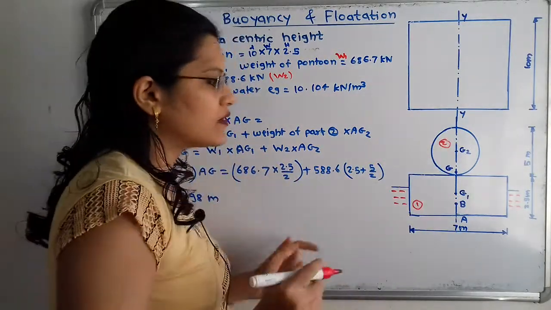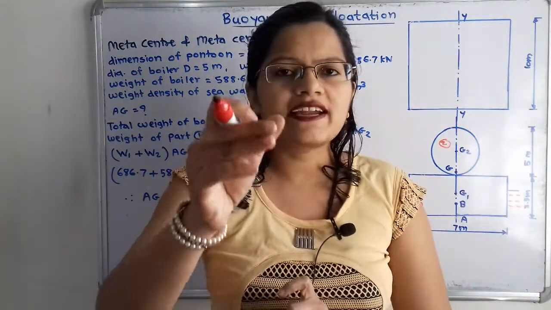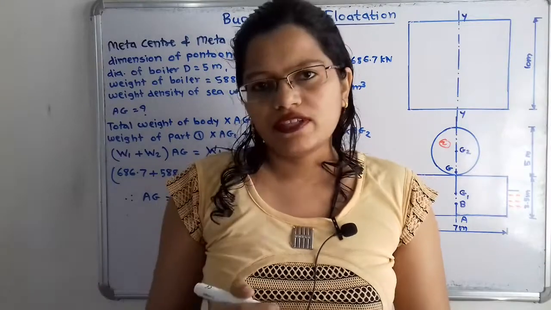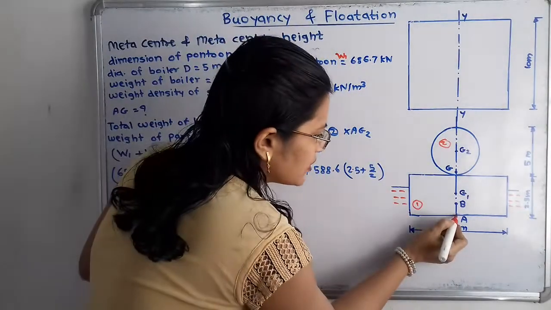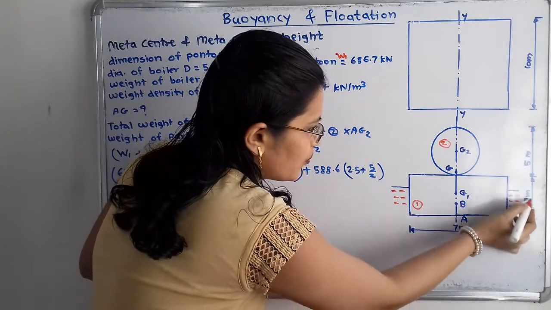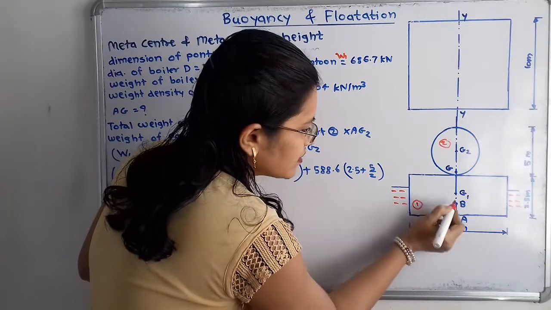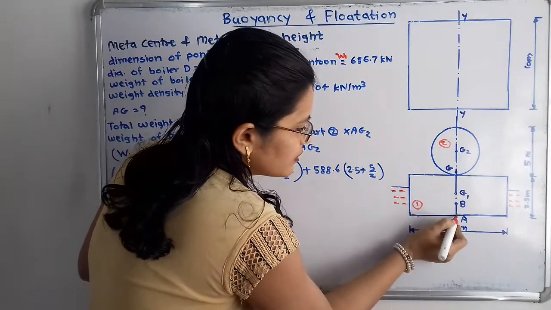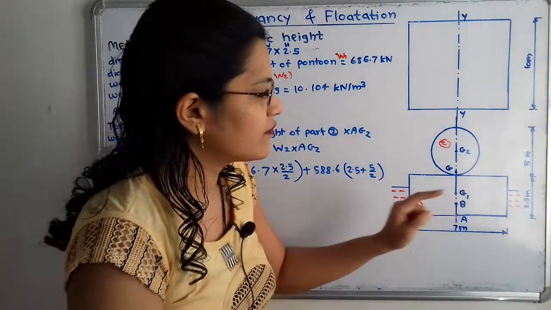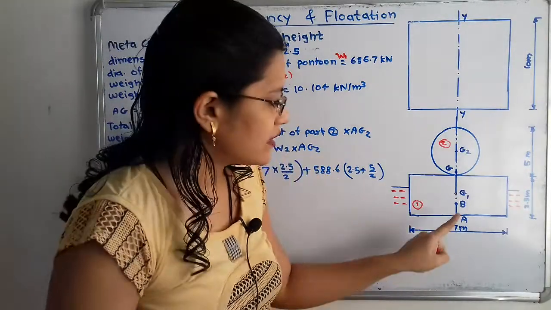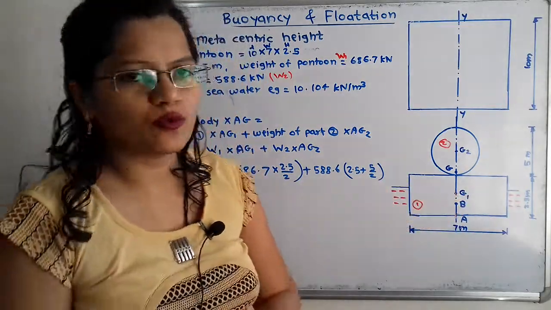If we observe, where is the location of the center of gravity? It is at the middle point of the body. Here the height is 2.5 meter, and for this part 1 we have to take the middle point. So from this point A, 2.5 divided by 2 is the distance AG1. That is, A to G1 is 2.5 divided by 2.